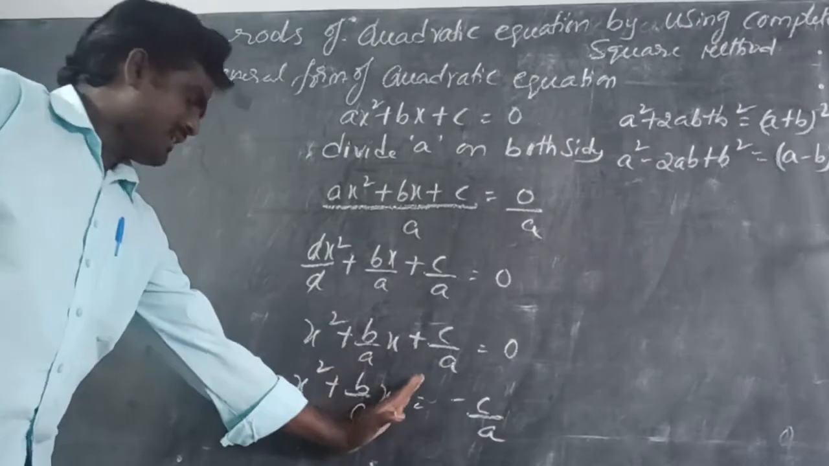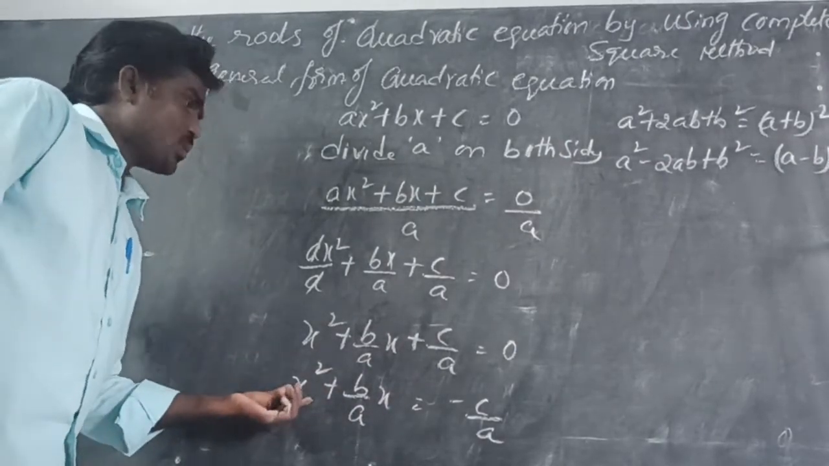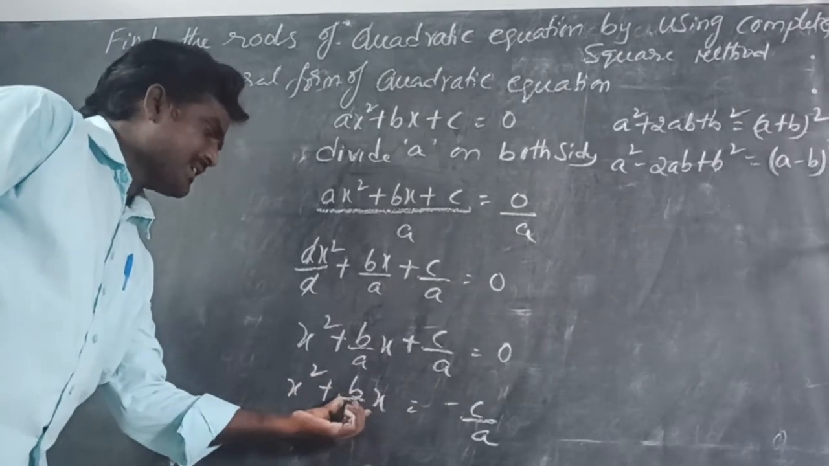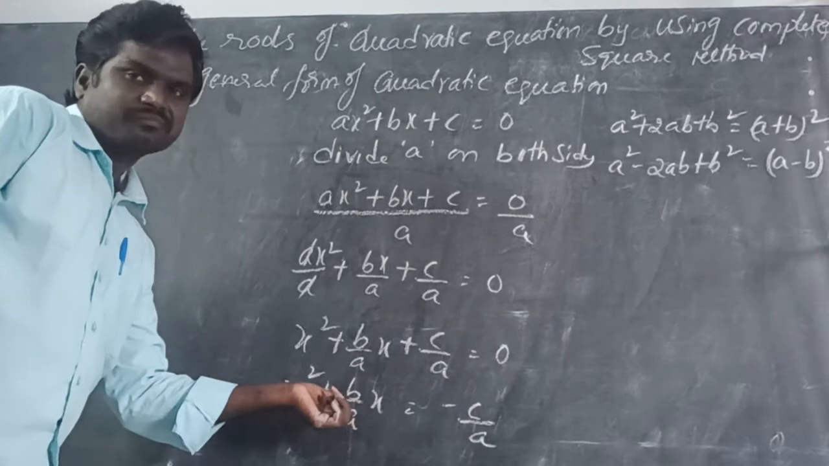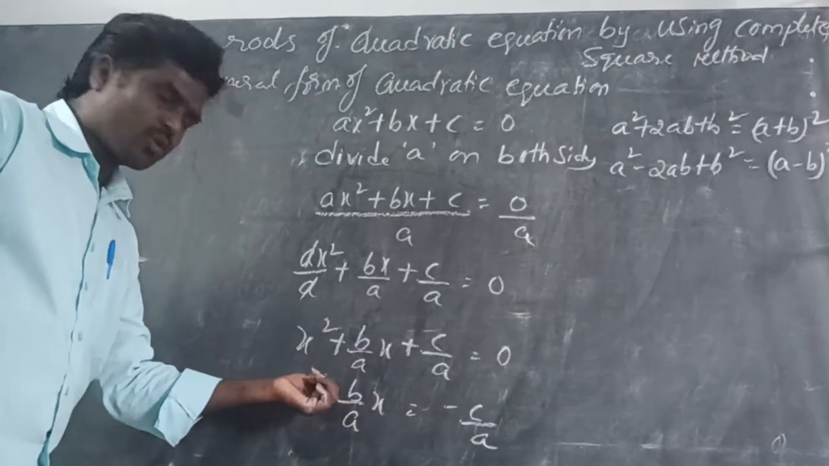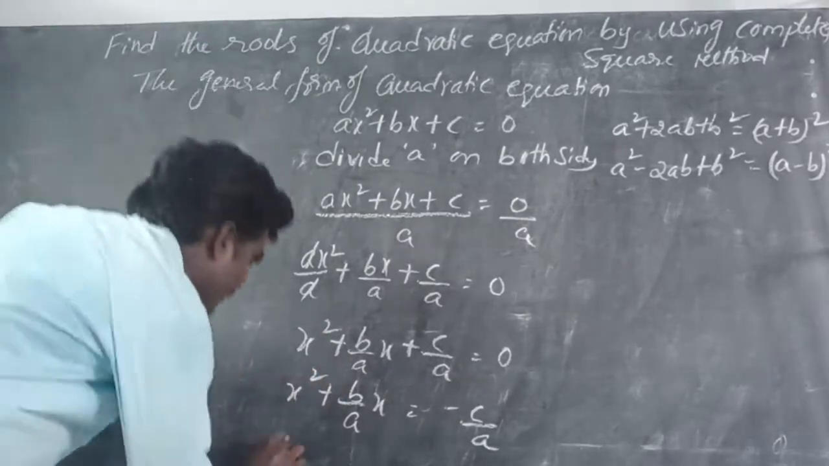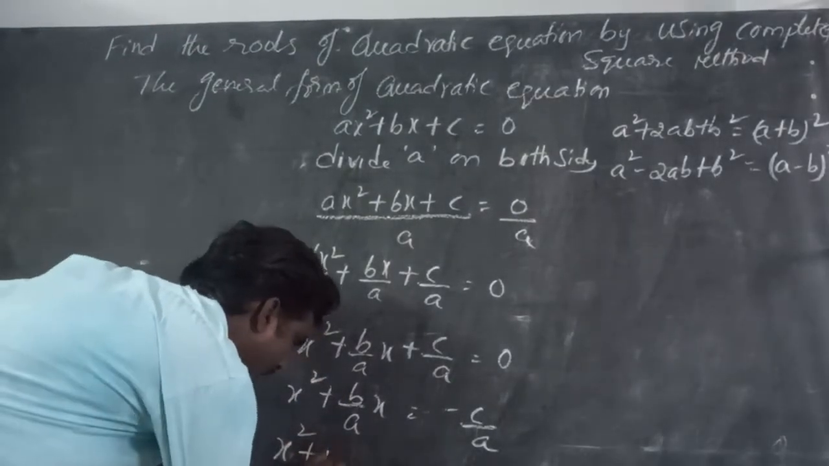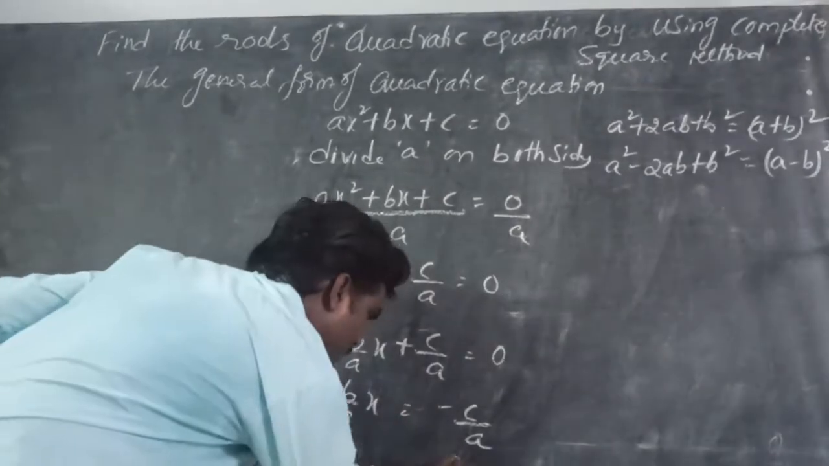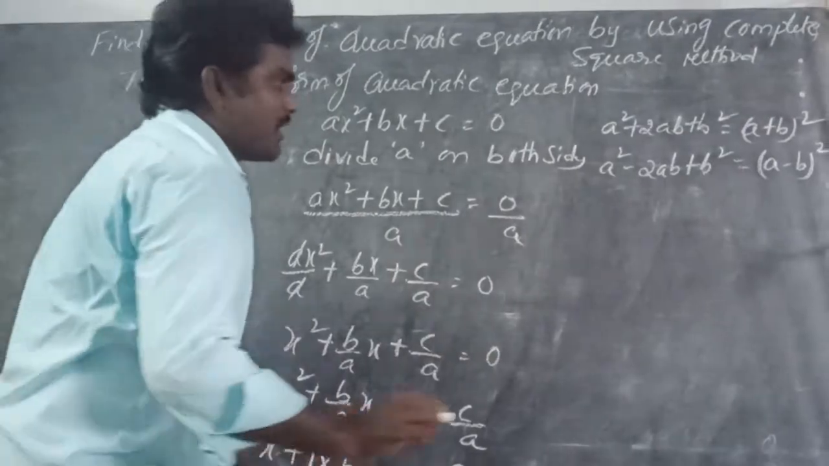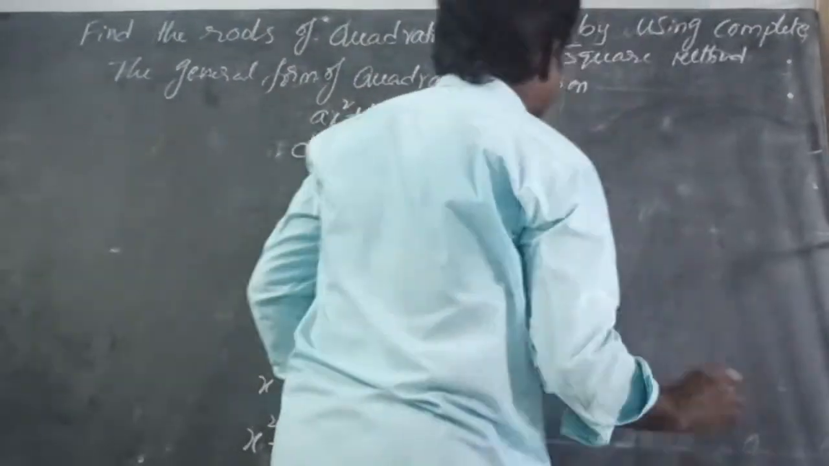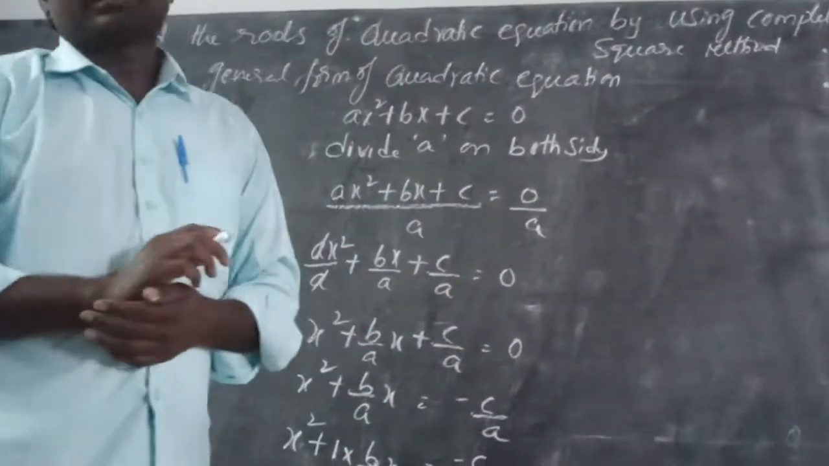Okay, when you observe the LHS, the first term is what? Square form. Next, the middle term we can write in 2ab form. Here, what is the coefficient in this term? There is no coefficient shown. What is the coefficient? 1. So we can write x square plus 1 into b by a into x is equal to minus c by a. So how can we write this one? The one we can write in terms of 2.